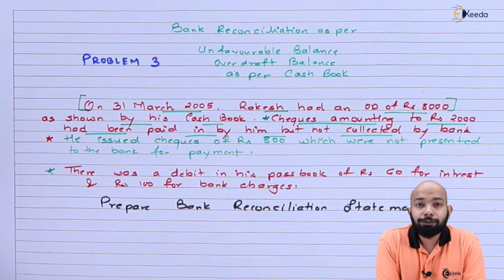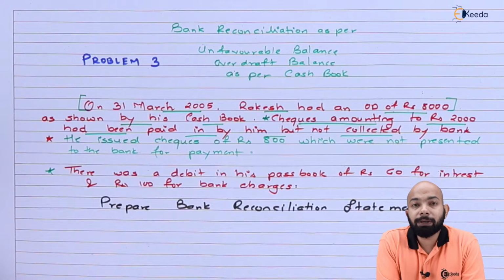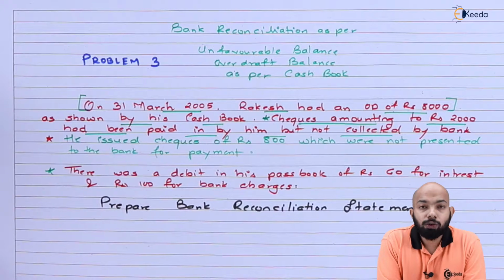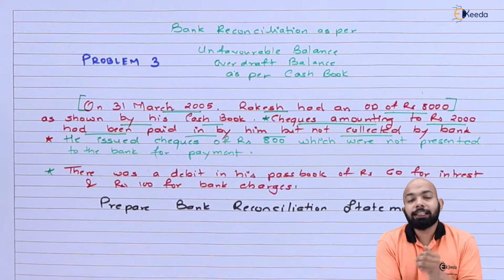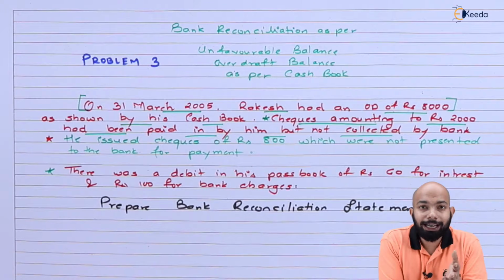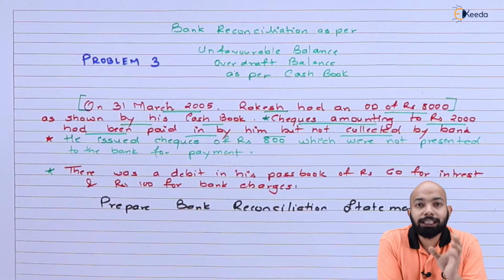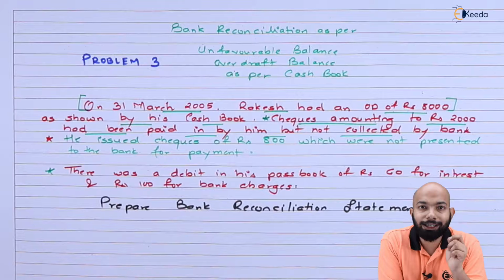The second transaction refers to checks of rupees 2,000 deposited by him, but they were not collected by the bank. So while making rectifications for this entry, you have to understand that if a check has been deposited, in which book the entry will be shown first. That book's correctness or incorrectness will be taken into consideration, and according to that the formula will be used.